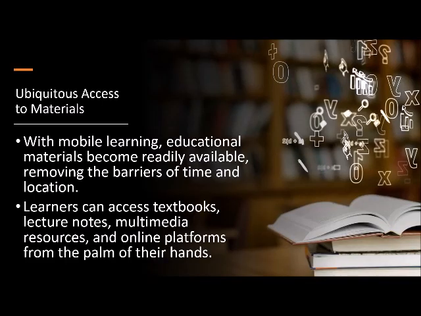Then, we also have ubiquitous access to materials. So to clarify, ubiquitous refers to something that is present or available everywhere or in many places at the same time. It also suggests a state of being widely accessible or constantly present, often in the context of technology or information that can be easily and readily accessed from various locations or devices.